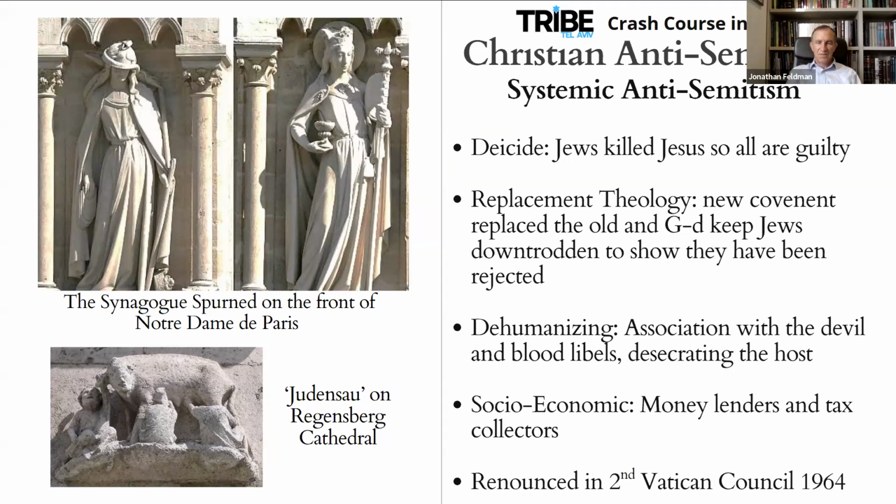What were those points? So first of all, you have the charge of deicide, that Jews killed Jesus, and so all Jews are guilty by virtue of that. Now, we talked about the death of Jesus last week, killed by the Romans, but the charge was leveled against the Jews who might have given him over to the Romans.